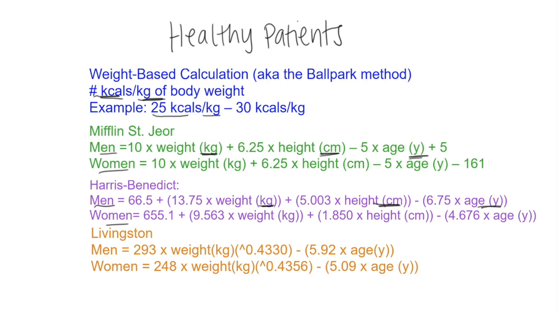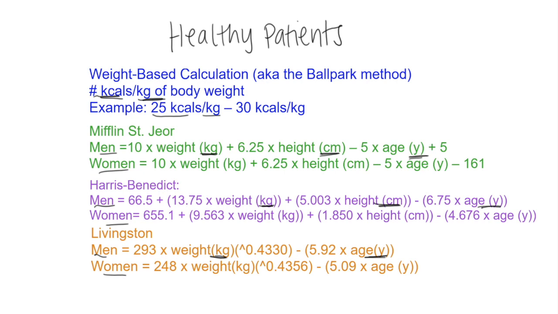The last step for our healthy patients is the Livingston equation. This one also has a men's version and a women's version. You can see that we are going to be utilizing only two variables within this particular equation. We're going to be looking at the weight in kilograms, and we're going to be looking at the age in years.